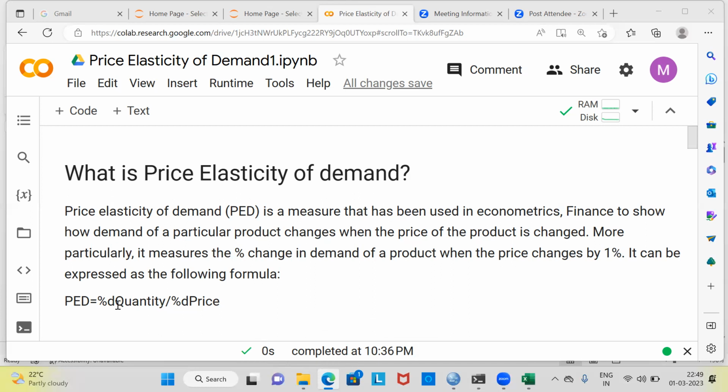The formula that we are going to use is percentage of delta quantity divided by percentage of delta price. So in the numerator, we are taking percentage of delta quantity, and in the denominator, what we have is percentage of delta price. What this simply means is when you give a small increment to price, what is the corresponding impact that you observe on quantity? So this is at the heart of price elasticity of demand.